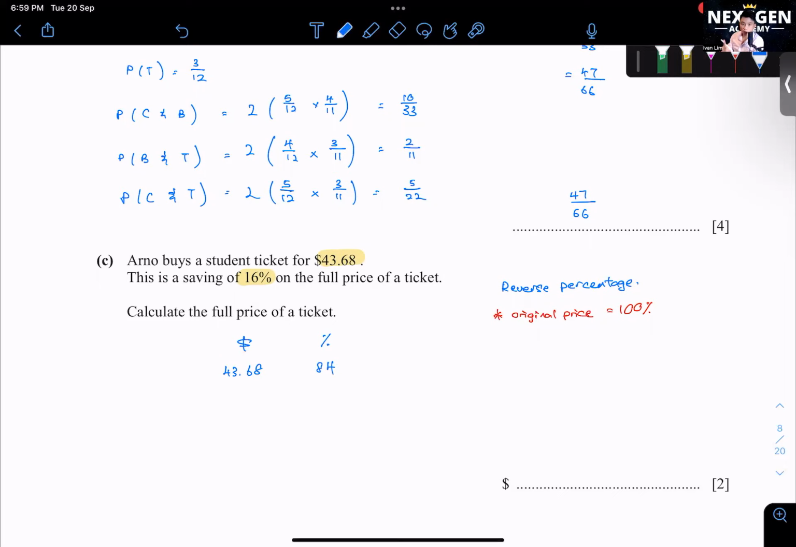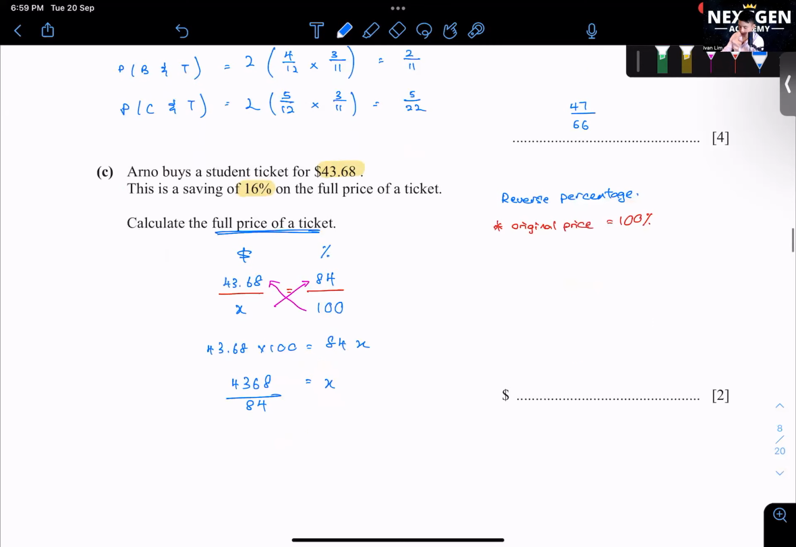Okay. We want to find the original price. Calculate the full price of a ticket. Full price is equal to 100%, which is x. Change it to ratio like this, cross multiply, and get your answer. So 43.68 times 100 equals 84x. You can just find x like that: 4368 divided by 84. Percentages are all going to come out in the paper also. Final answer, $52.